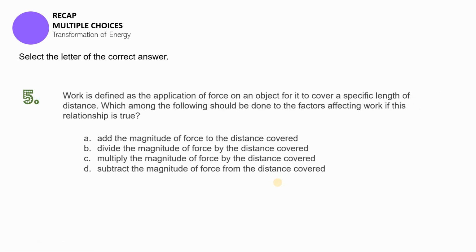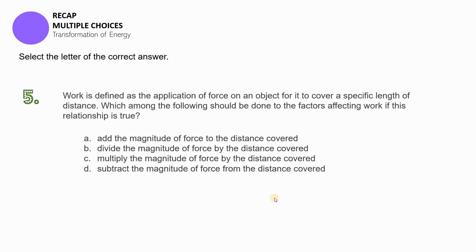Question number 5. Work is defined as the application of force on an object for it to cover a specific length of distance. Which among the following should be done to the factors affecting work if this relationship is true? A. Add the magnitude of force to the distance covered. B. Divide the magnitude of force by the distance covered. C. Multiply the magnitude of force by the distance covered. D. Subtract the magnitude of force from the distance covered. Pause this video if you need more time.